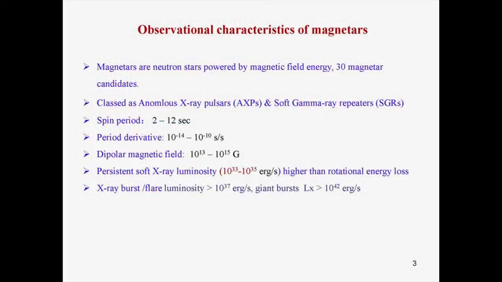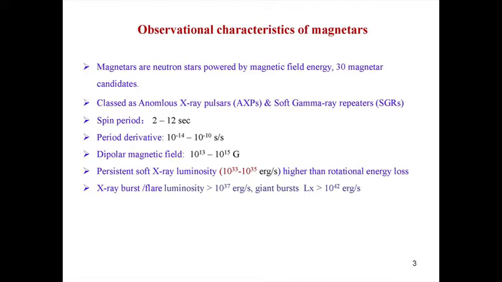As we know, magnetars are neutron stars powered by magnetic field energy. Now there are certain magnetar candidates, which are classified as anomalous X-ray pulsars and soft gamma ray repeaters. Compared with common radio pulsars, magnetars universally have longer spin periods, higher period derivatives, and higher surface dipole magnetic fields.